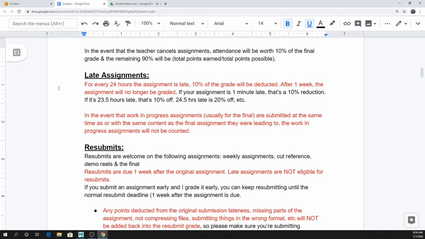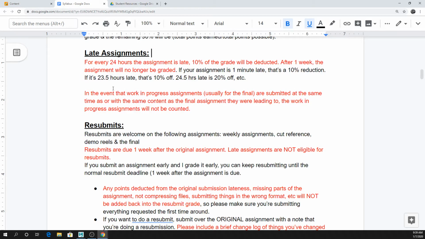Late assignments: for every 24 hours an assignment is late, there's a 10-point reduction in the grade, and after 1 week, the assignment will no longer be graded. Technically, if your assignment is 1 minute late, it's supposed to be a 10-point reduction. I'm a little loose with that, especially because I set the deadline right before class, so it should be due 9:30 on Tuesday mornings. If you notice an assignment deadline is not set to that, or is something unexpected, please let me know. Every once in a while I miss an assignment when I'm re-entering the deadlines, so I can just tweak that and fix it.